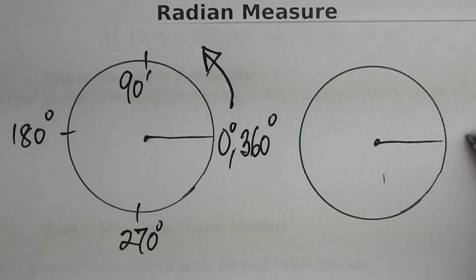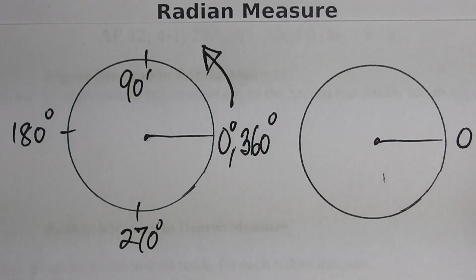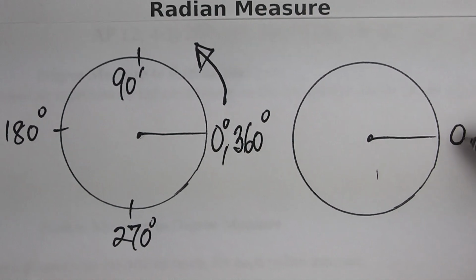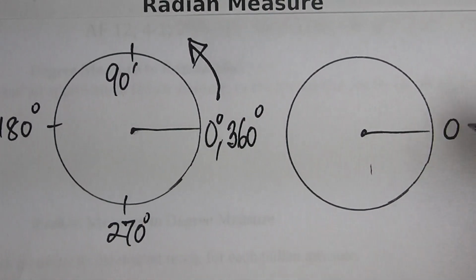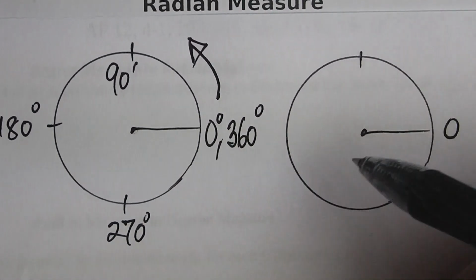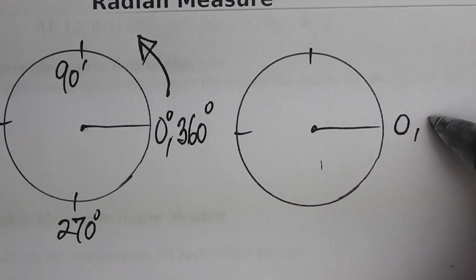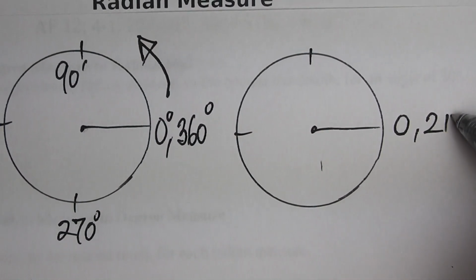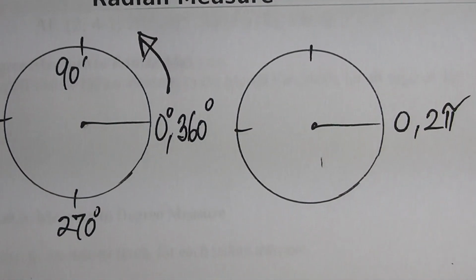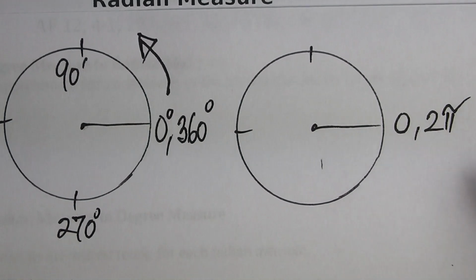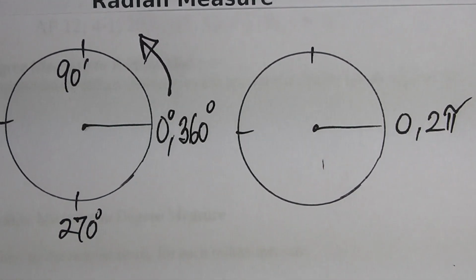In radians, if you start at 0, there's no degree symbol. One complete rotation from 0 all the way around is 2 pi. How does that come about? Well, let's look at the definition.